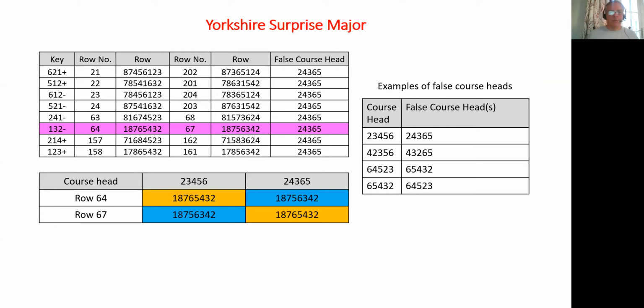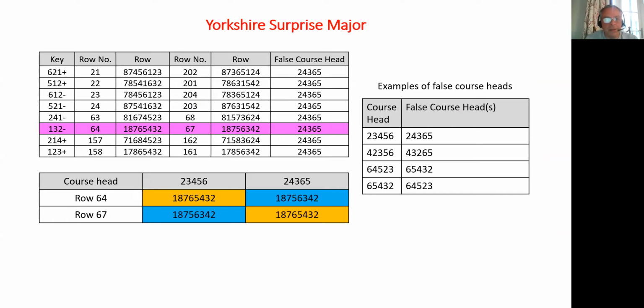what I'm showing here on this table on the top is all the keys which are duplicated in the course of Yorkshire Major. So there are 8 of them altogether. Again, just the one highlighted in pink is the one I was just looking at before, the one that's got the key 132 minus.